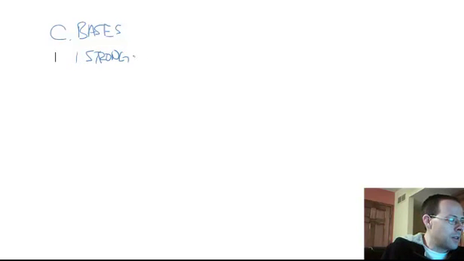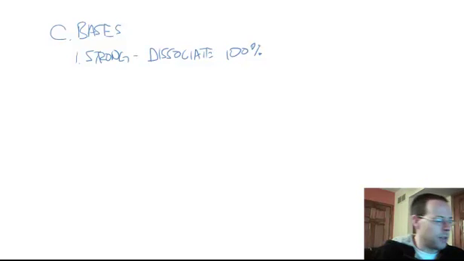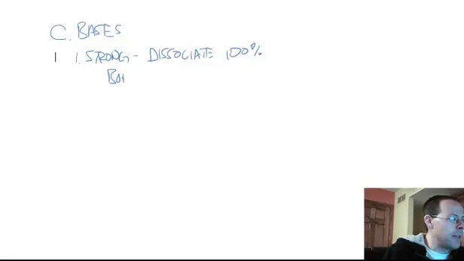Strong bases are things that dissociate 100%. So identical to strong acids in the fact that they completely break up. Or we're going to say they break up 99.999%. Okay? So if we make up a fake equation, some base, BOH, and we put it into water, it's going to break up into B plus and OH minus.